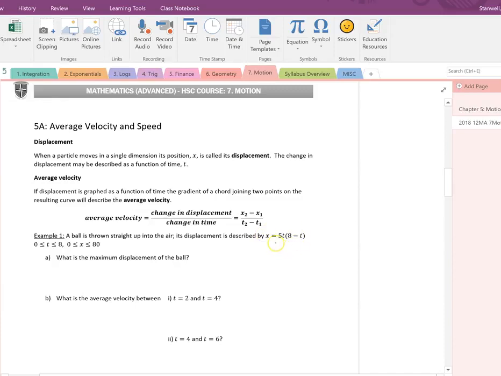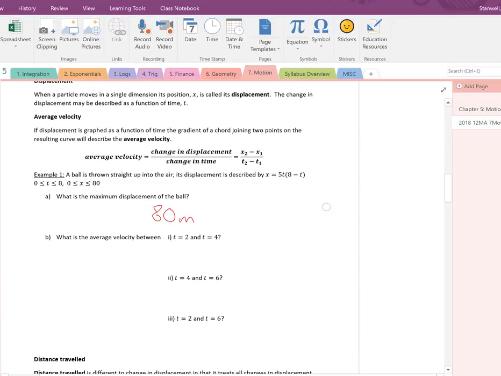So the axis of symmetry of this curve here will be t equals 4. Substitute that in and I get 20 times 4, which is 80. Okay, so my maximum displacement is 80 meters.